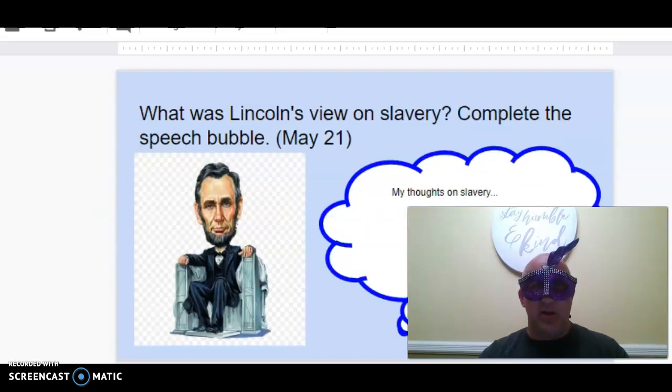On the next slide, what was Lincoln's view on slavery? All right, what do you think he thought about slavery? You're going to put in this little speech bubble what you think he thought about slavery. What do you think he was thinking in his brain? Give a couple thoughts about what he was thinking.